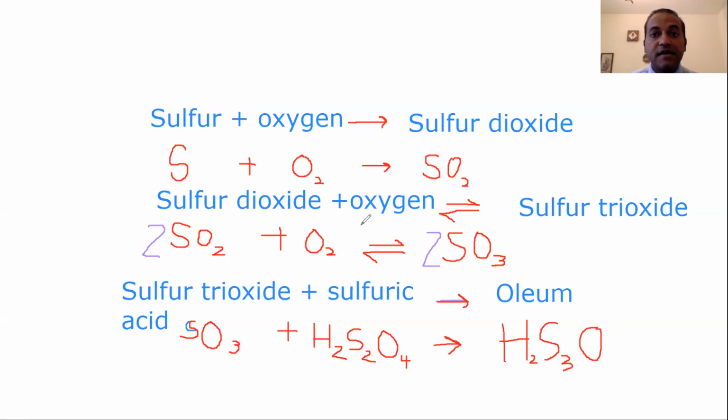Okay, wait, I made a mistake here, guys. H2S2O7, because sulfuric acid is H2SO4, not H2S2O4. Sorry. Okay, guys. So now you have done SO3 with sulfuric acid, you make H2S2O7. So this is your oleum. Okay, good. Now we go back to our last thing.